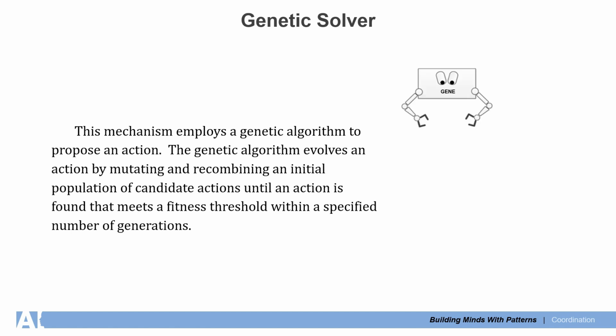The genetic solver mechanism employs a genetic algorithm to propose an action. The genetic algorithm evolves an action by mutating and recombining an initial population of candidate actions until an action is found that meets a fitness threshold within a specified number of generations.